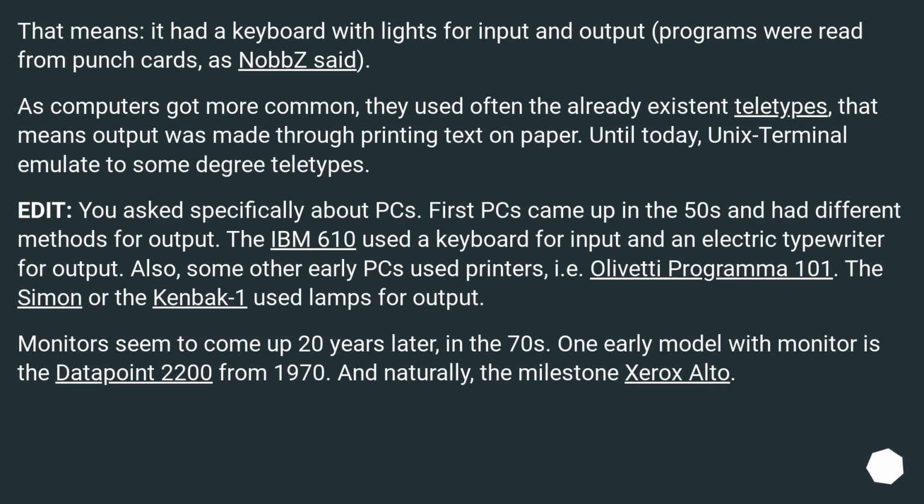Edit, you asked specifically about PCs. First PCs came up in the 50s and had different methods for output. The IBM 610 used a keyboard for input and an electric typewriter for output. Also, some other early PCs used printers, i.e. Olivetti Programma 101. The Simon or the Kenbak-1 used lamps for output.